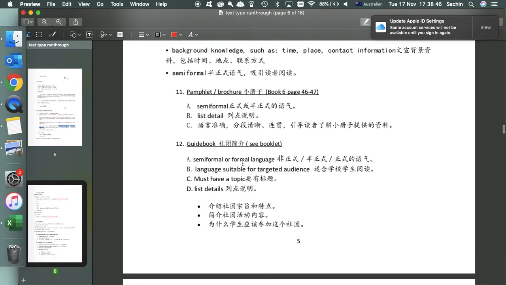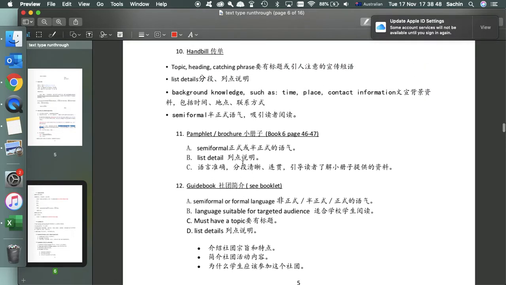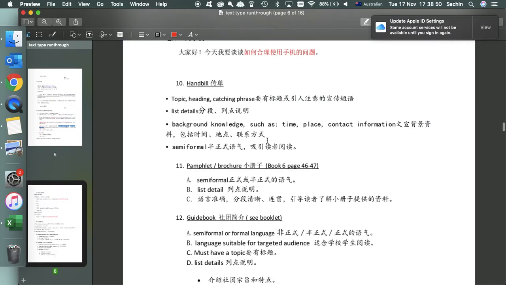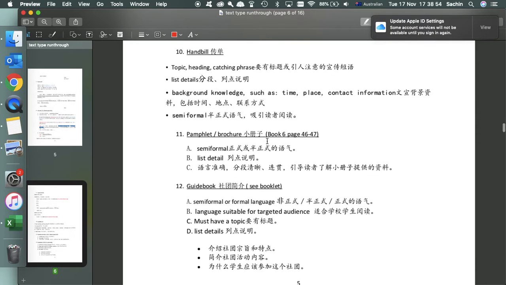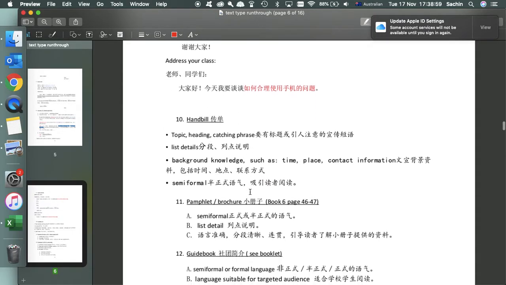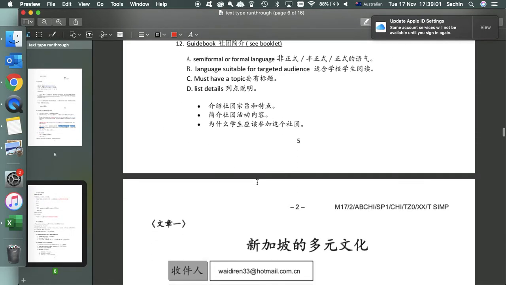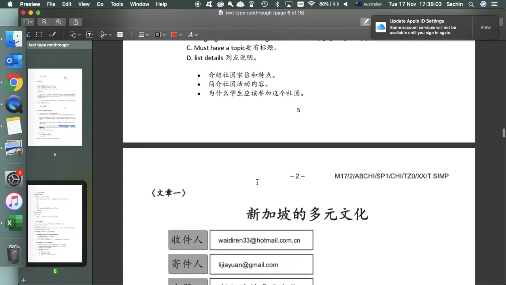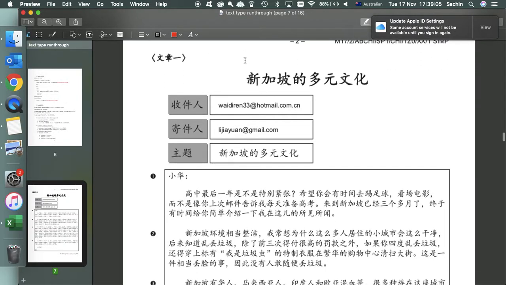Alright, now we're going to go over a couple examples because you guys are probably confused and honestly bored by my voice right now. Some of these are kind of vague, so we'll just run through some sample text from paper 1. So here we have our first one, which is just a simple email.